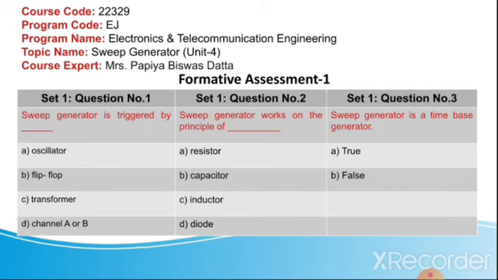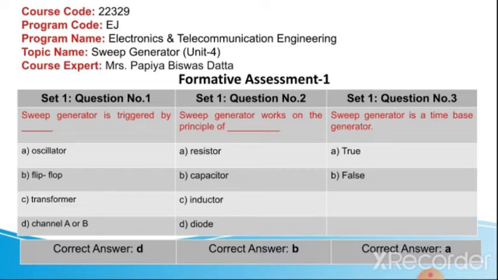I hope you got the answer. So the sweep generator is triggered by channel A or B. A sweep generator works on the principle of a capacitor, and a sweep generator is a time-based generator. This is a true statement. So the answers are D, B, A.